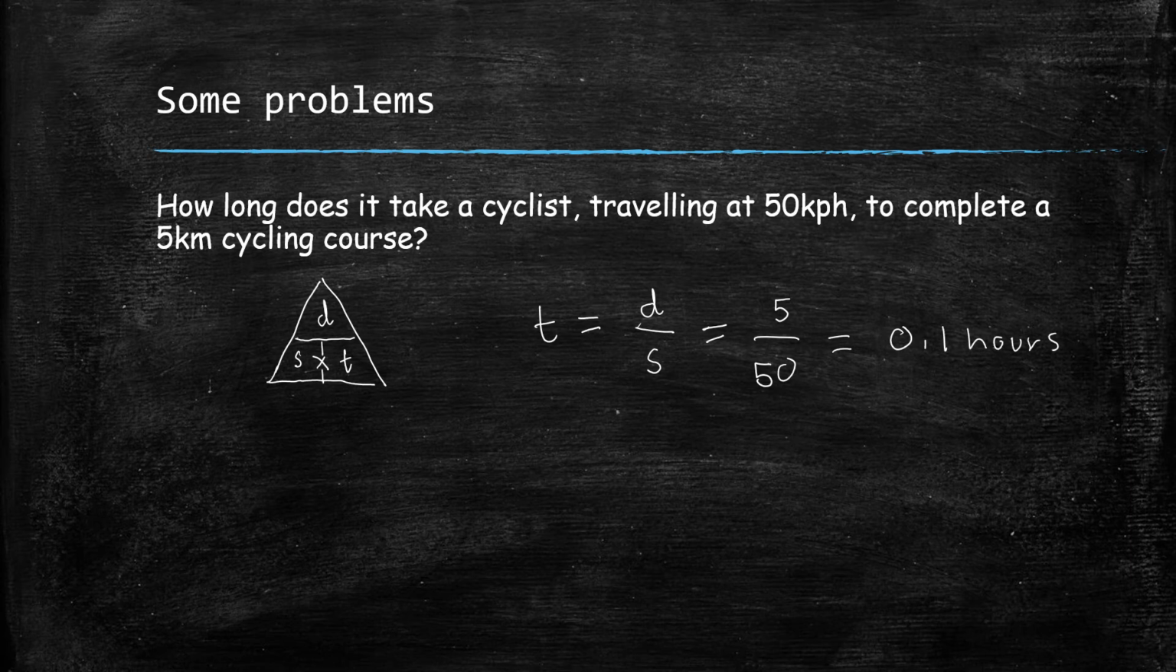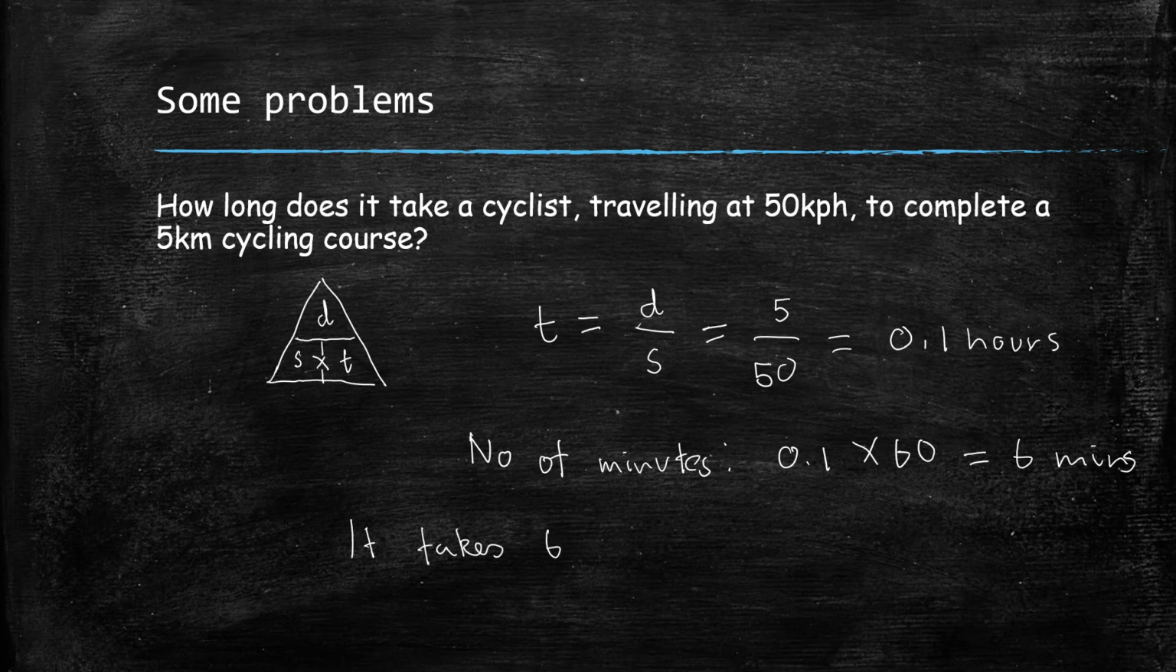Now, usually they may ask you to give the time in minutes. If we were going to give it in minutes, we know that in 1 hour there are 60 minutes. So in 0.1 hours there will be 0.1 times 60 minutes. So the number of minutes is 0.1 times 60, which is 6 minutes. Therefore, it takes 6 minutes for the cyclist to complete the 5-kilometer cycling course.